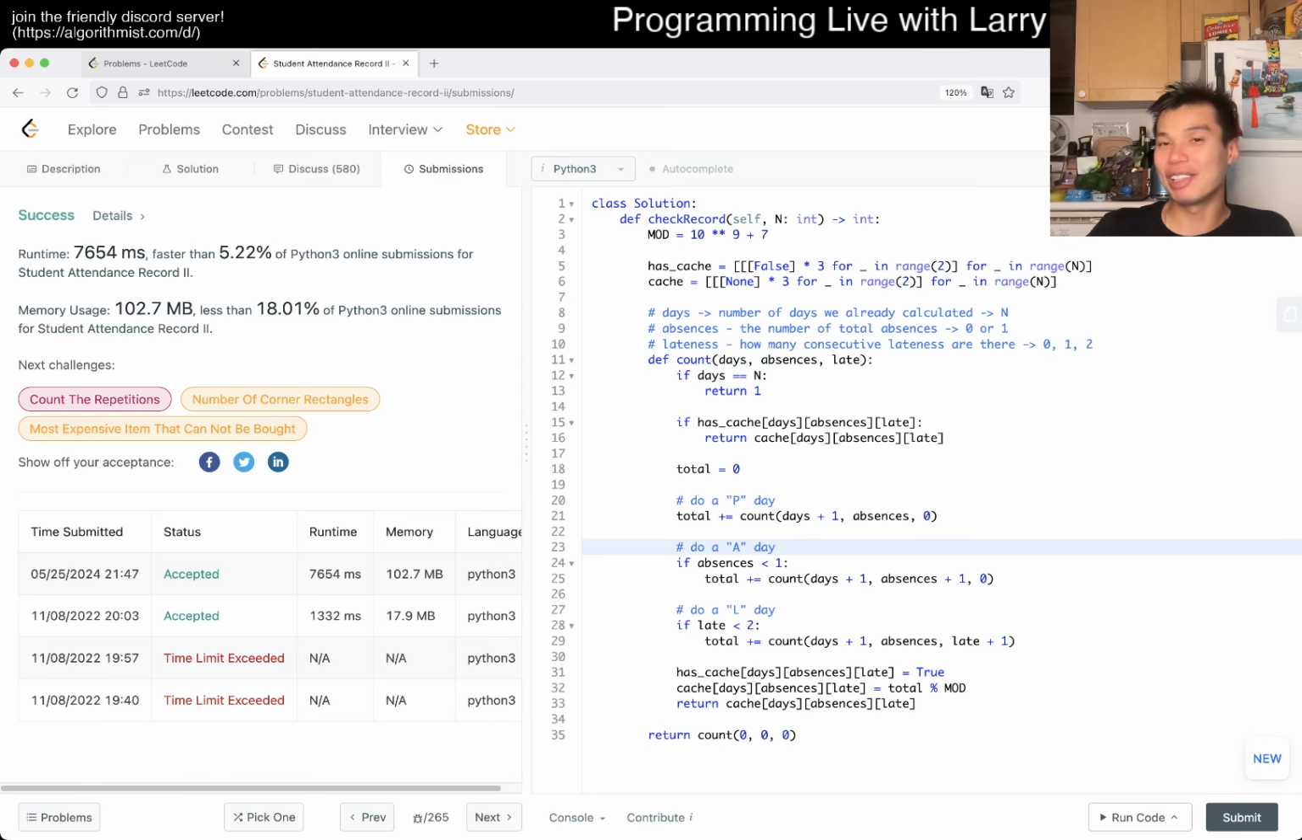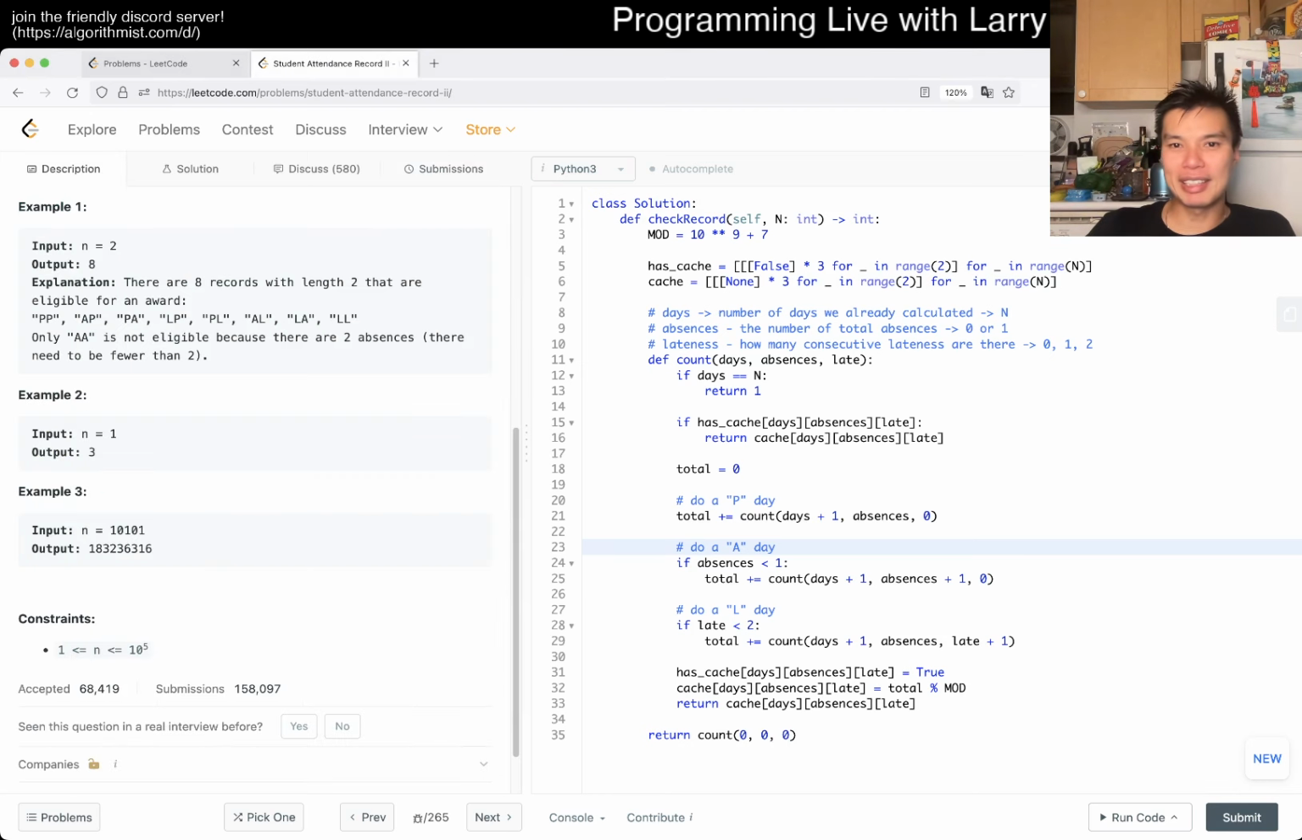I'm not going to explain it. If you want that explanation, you could probably find that video. But this is the complexity, right? O of n time, O of n space, and that's all I have for this one.